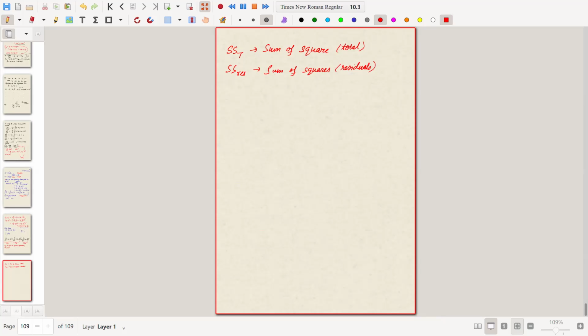For now we know that we have this relation: SST, the sum of square total, is made up of SSR plus SSRES. Yes, sum of square total is the sum of the residual plus the sum of the regression.